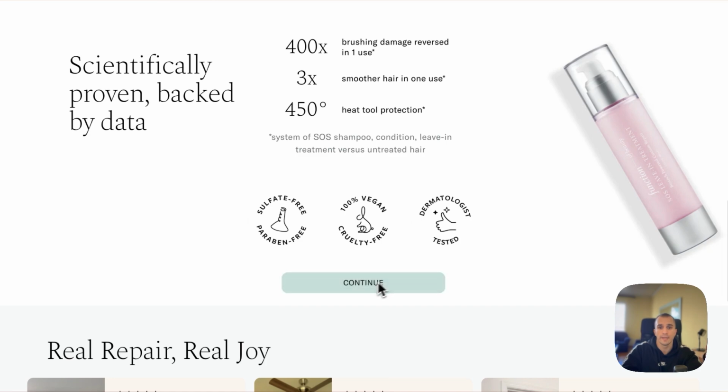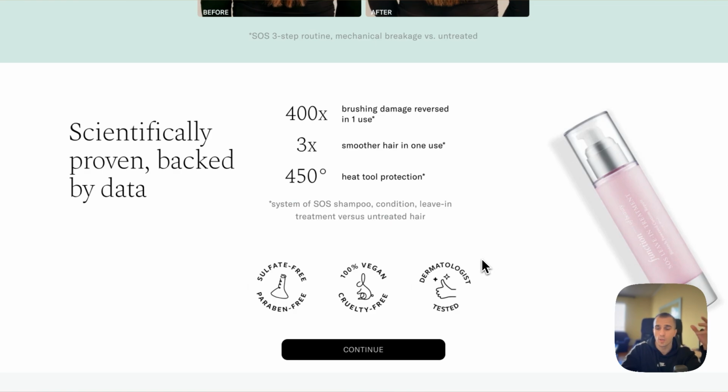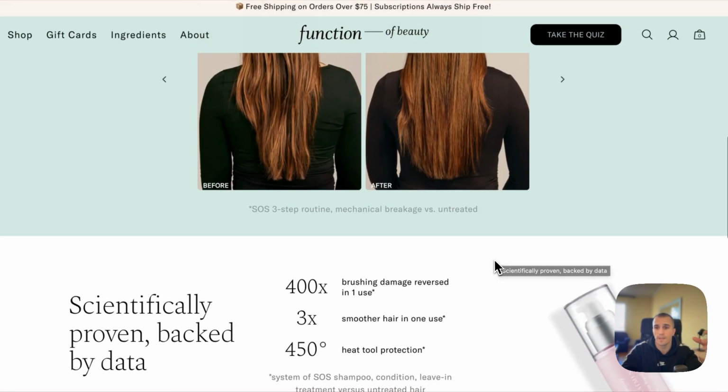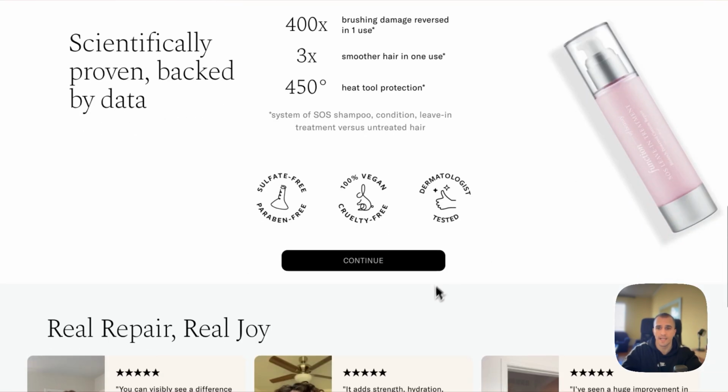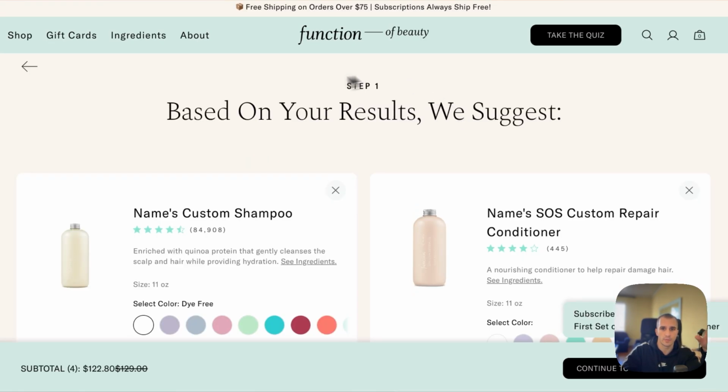And then here they have the continue button, which will lead me to the solution that they have designed for me. So they're not showing the solution right after the quiz. They're showing me what they have concluded after my input, and now they want to present me with this solution. When I click on continue, we get into this page, and this is the most important part of the whole quiz because it gives a personalized solution for your specific case.